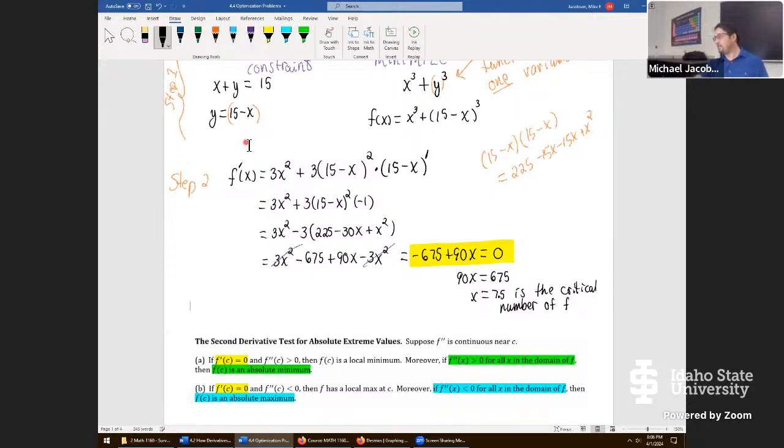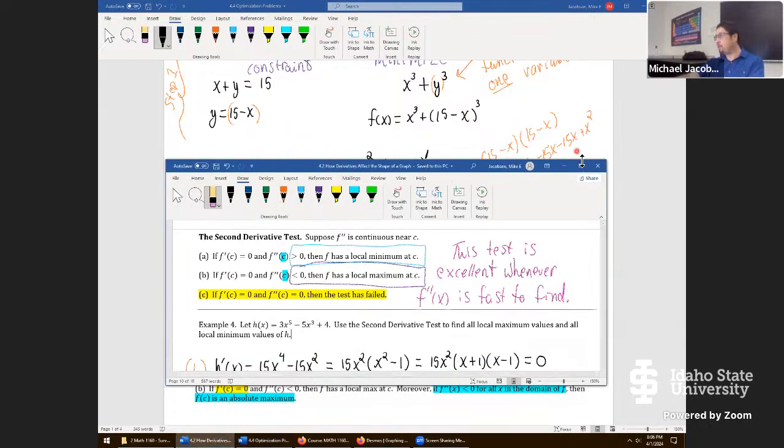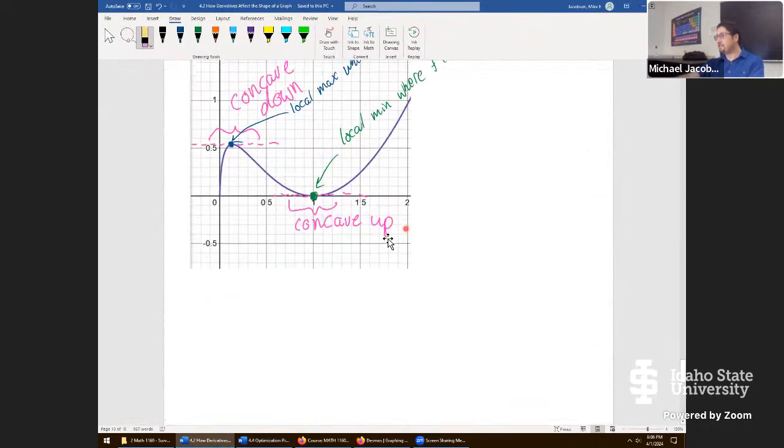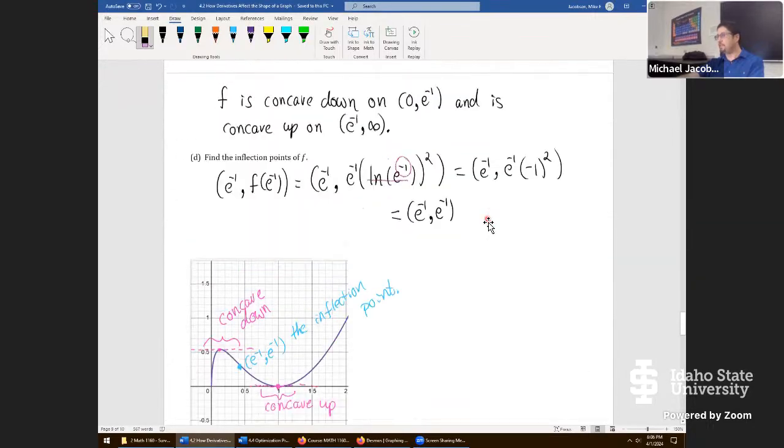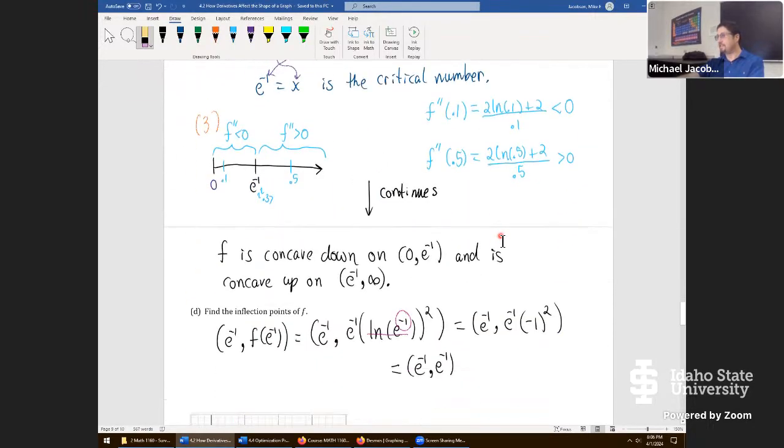of f. So we're very, very nearly there, but we still have more work to do because finding the critical number is never enough. The reason for that is, well, if you look at, oh, do I still have it? I think I lost it.